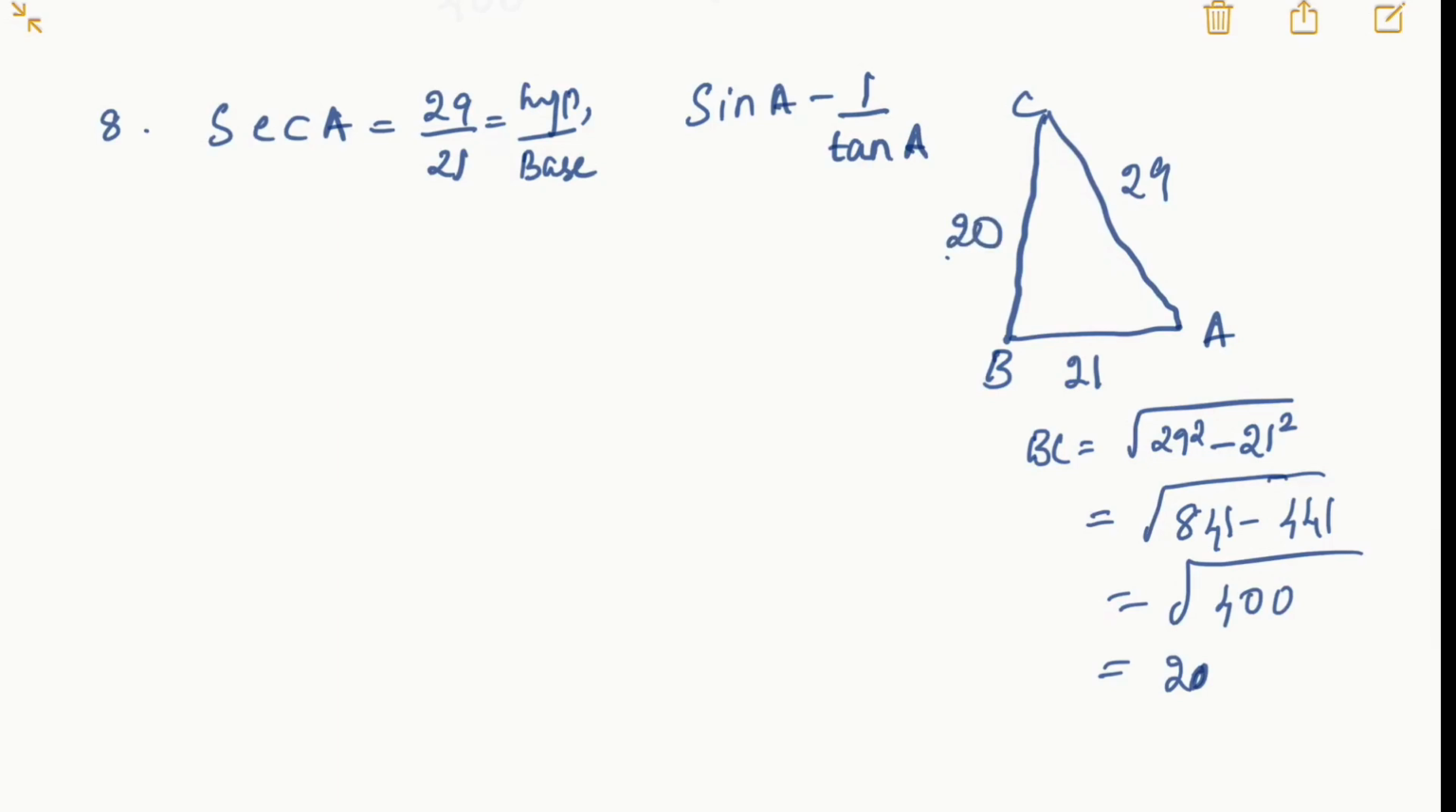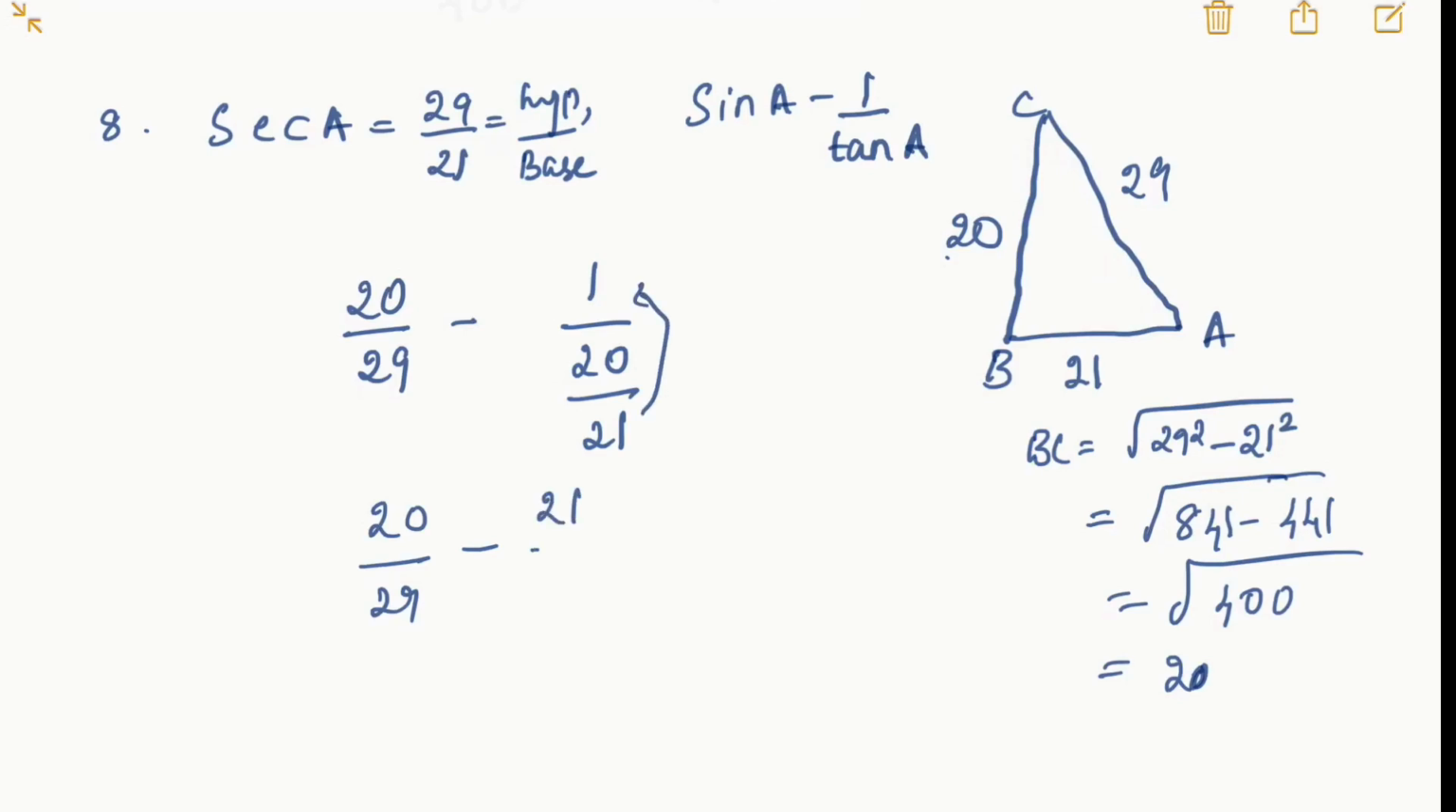Now we'll see what we need to find out. What is sin A? Sin A is perpendicular by hypotenuse. That is 20 by 29 minus 1 by tan A. What is tan A? Tan A will be perpendicular by base again. So perpendicular is 20 and base is 21. So what do you get? 20 by 29 minus, it flips up, what do you get? 21 by 20.